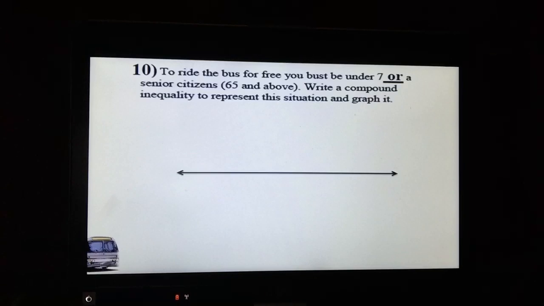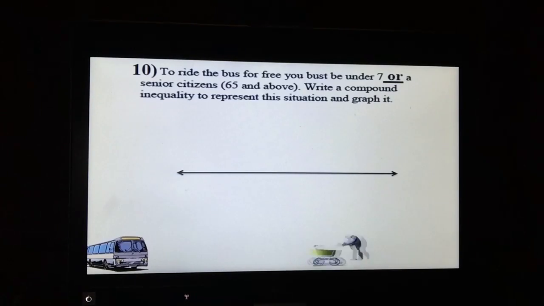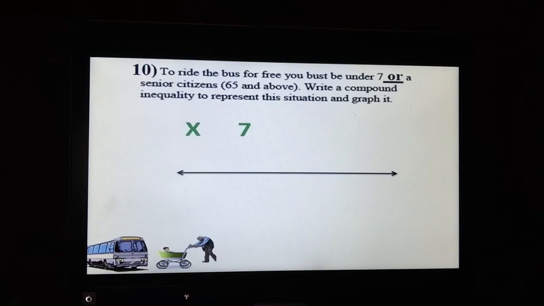All right, so again, we have people taking the bus. These people want to go on for free. The people who are able to go on for free are little kids and old people, because you have to be under 7 or a senior citizen to be able to go on for free. So under 7, what we would write for that is x, when we're comparing it to 7, so someone who's under 7 would be like 6 or 2 or something like that. So 3 and 6 are good examples of people who are under 7, right? So that's going to be less than. Now, it doesn't say that 7-year-olds are free, so that's why there's no or equal to bar.